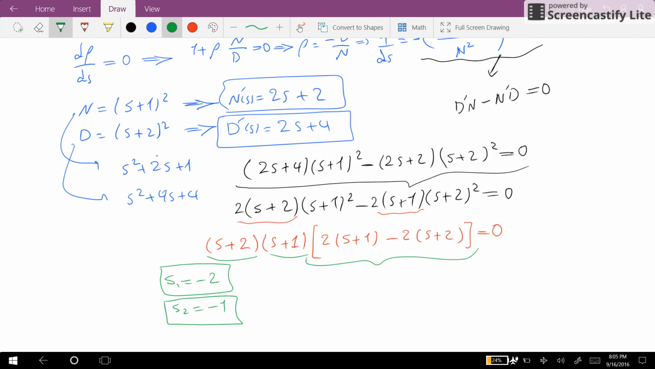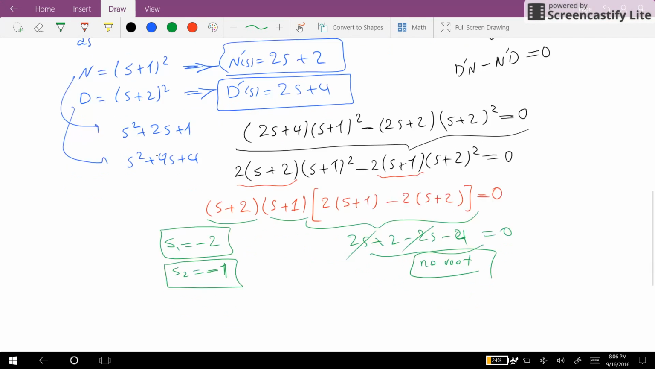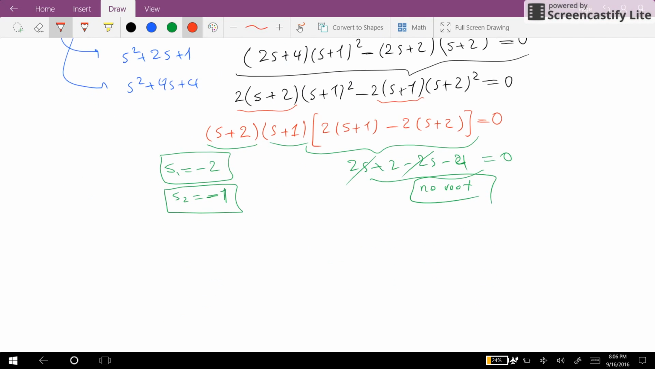And looking at the third part here, we have 2s plus 2 minus 2s minus 4 equal to 0. These s's will be cancelled out with each other. As a result, there's no root here. So overall, we have two roots, s1 as -2 and s2 as -1. We need to determine whether they are a break-in or break-away.